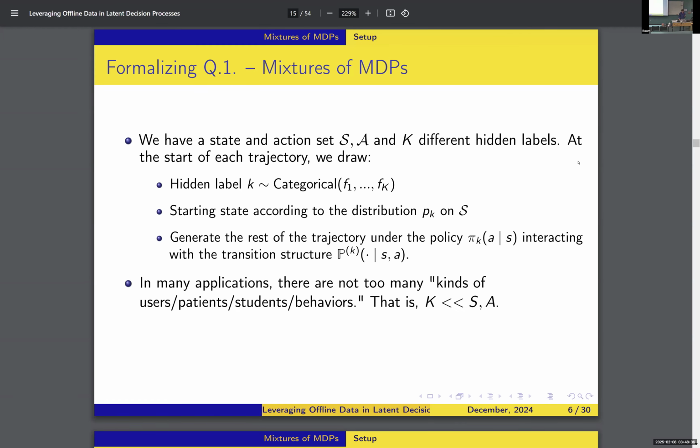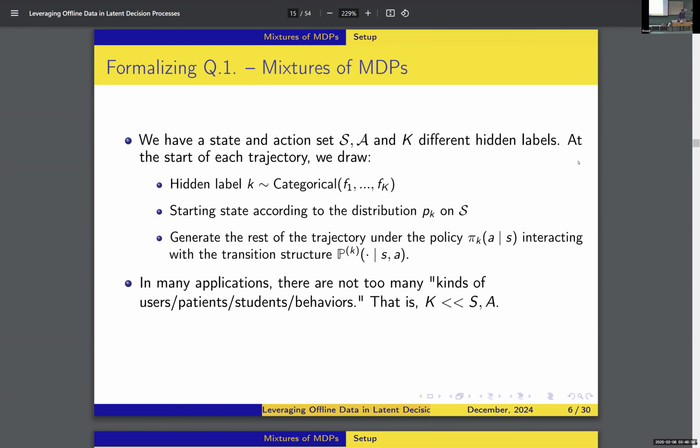Okay. So again, in many applications, there's not too many kinds of users, patients, students, or behaviors, right? That's why we're assuming that the number of these things is much smaller than S and A, right? This is a crucial assumption here. And then our paper also addresses whether you're trying to cluster Markov chains, which is less interesting to people in this group. Then you can just set the action set to a singleton, and you can do Markov chain clustering as well, if you're interested in that. And some people would be, for sure.